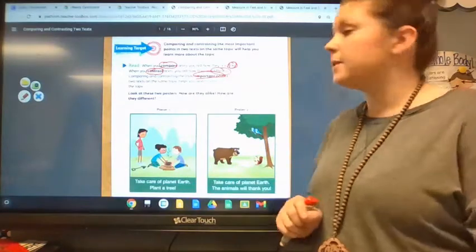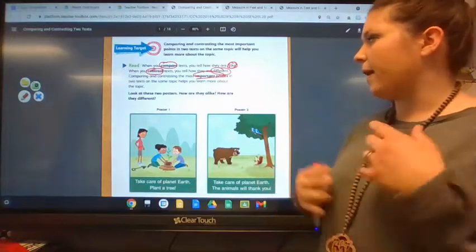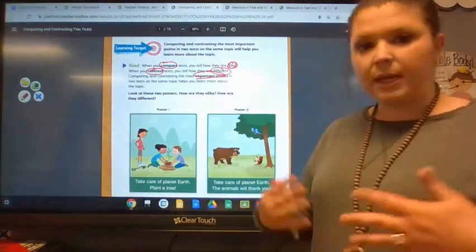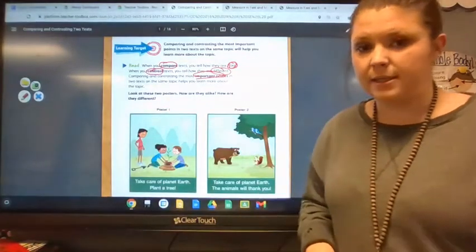So let's go ahead and look at our cartoon here. It says, look at these two posters. How are they alike? How are they different? So I'm going to give you a minute to look at them and read the words, and then we'll come back together and discuss.